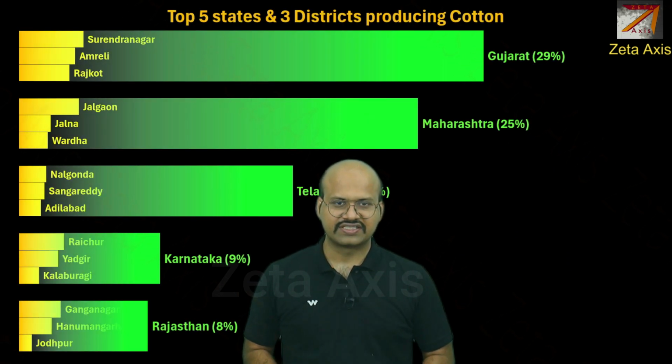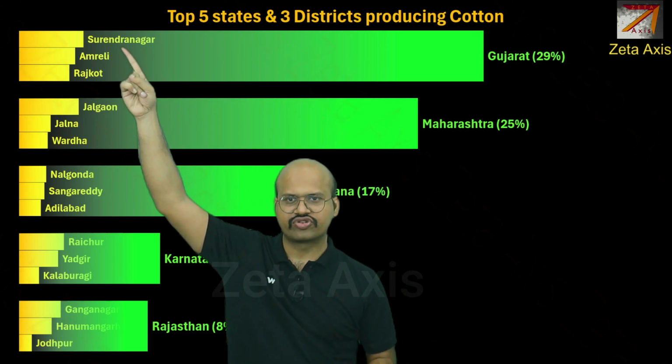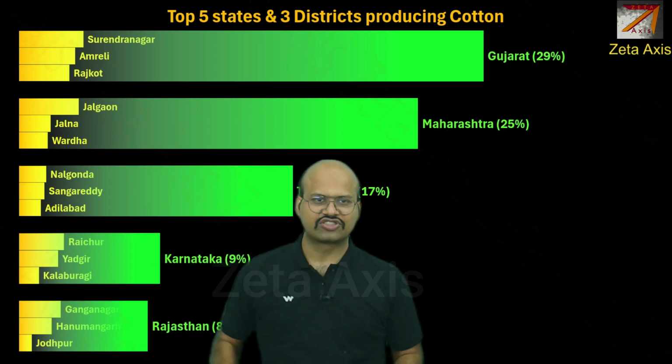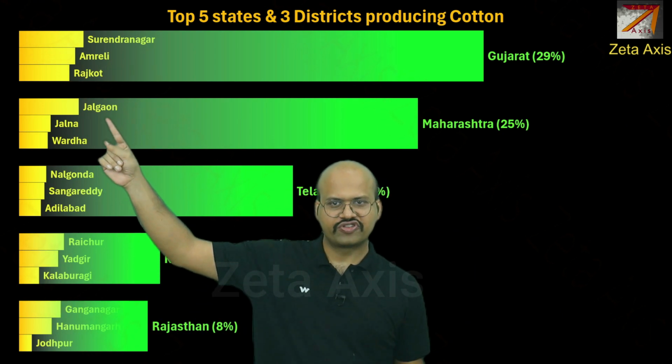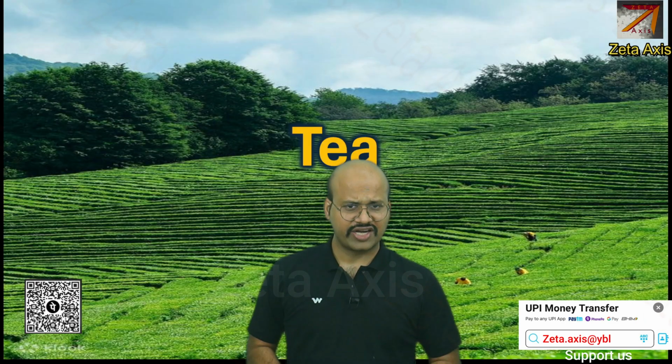Here in this chart, we can see the top 5 states producing cotton and the top 3 districts, like Gujarat. Surendranagar is the highest producer of cotton, followed by Amreli and Rajkot. Similarly, in Maharashtra, Jalgaon produces the highest amount of cotton, followed by Jalna and Wardha. Now let's discuss tea.